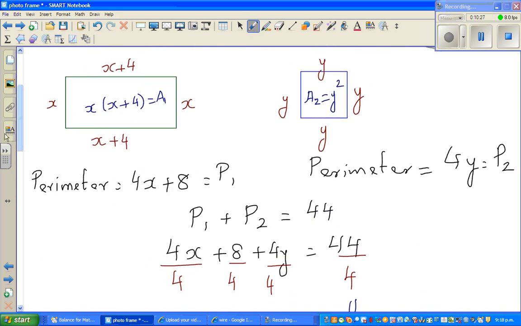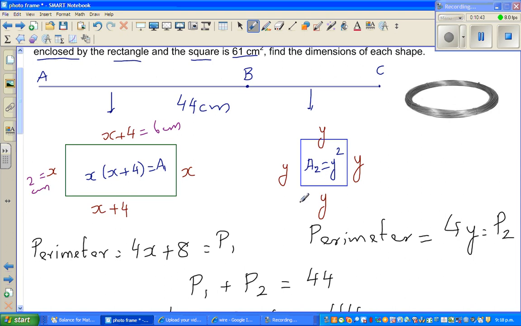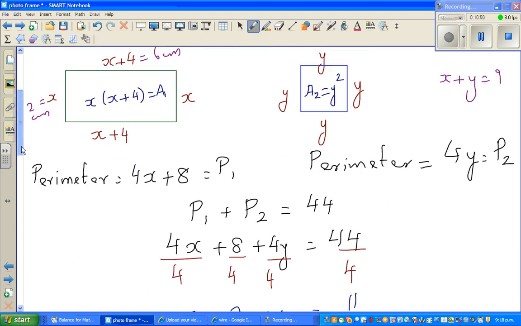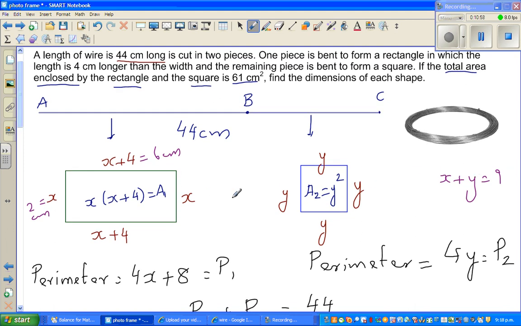So here I'll show the answers. I'll use different colors for different answers. So let me use violet. If x is 2, this would be 2 plus 4, 6 centimeters. So what is the relation between x plus y? So x plus y was 9. Okay, so let me show you that first. x plus y is 9 and x is 2, y has to be 7. So 7 and 7. So here in this case, let us check only one thing. So area A1 would be 12 centimeters squared, and A2 would be 7 times 7 is 49 centimeters squared, which is 61 centimeters squared.